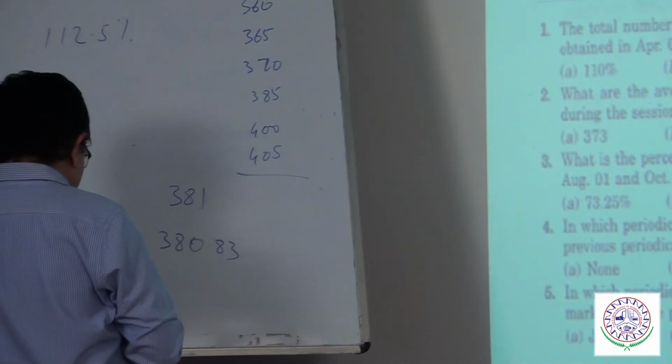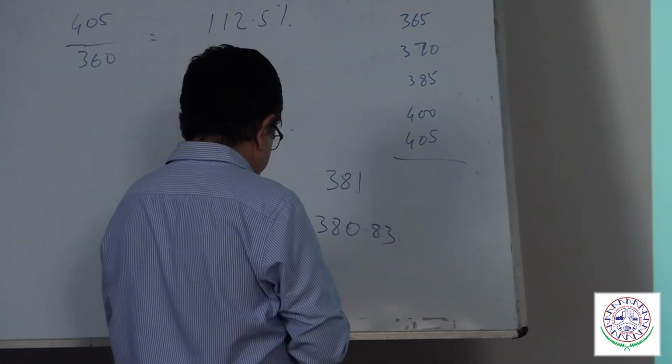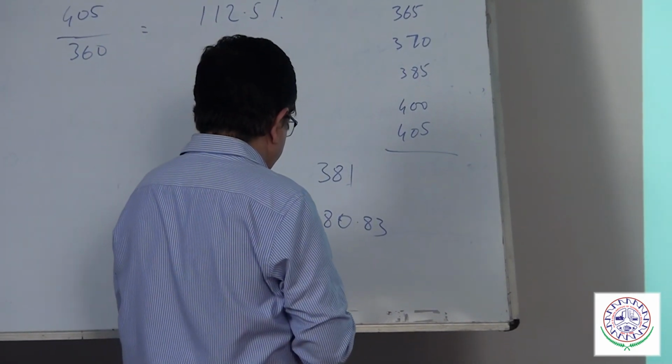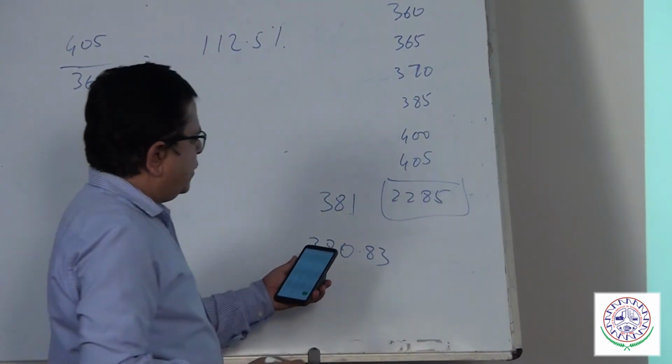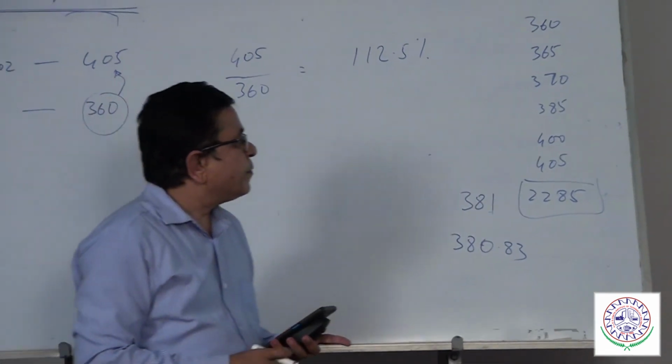Actually, you get something like 380.83. To 85, that is the total. This can be approximated to 381.